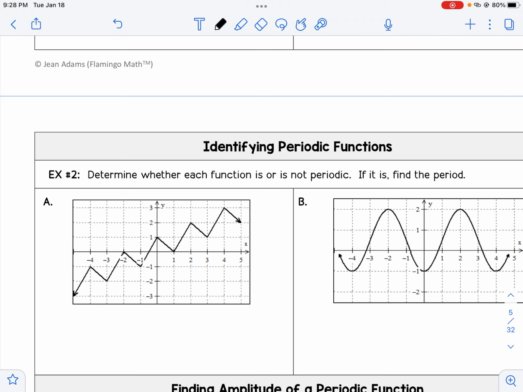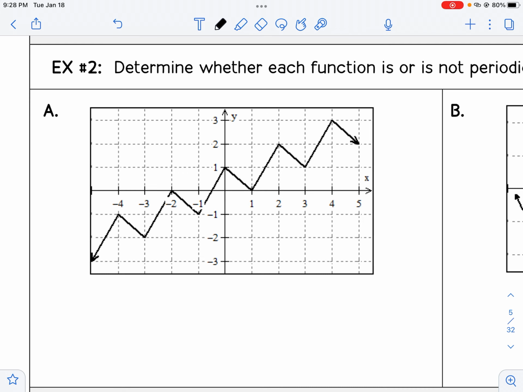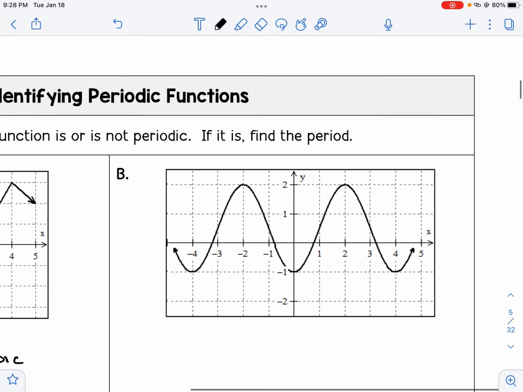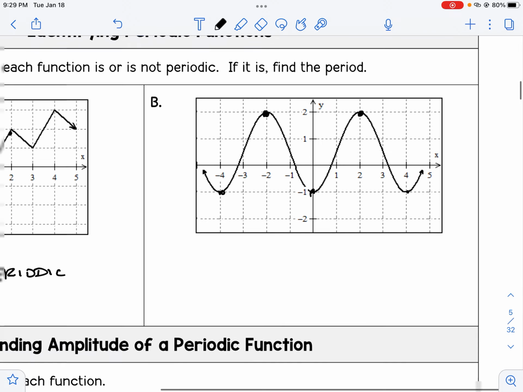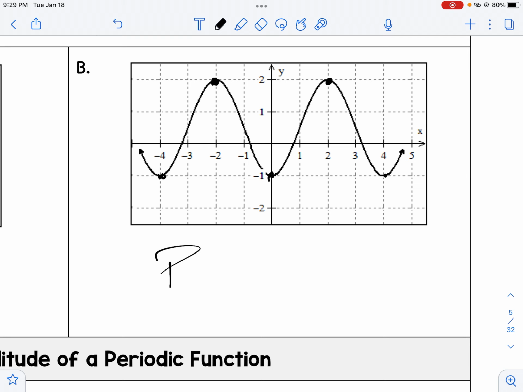All right, let's go to the next one. Let's determine if the function is periodic. Does it repeat its y values over time? In this case, no, because y value is -1, y value is 0, y value is 1, y value is 2, and so forth. So not periodic. Whereas this one here does repeat its y values. So we see here a y value of 2, another y value of 2. We can also identify the -1 minimum, -1, -1. So we realize that they do repeat, and then I determine that the period would be how long it takes to repeat. And in this case, that would be 4 units.